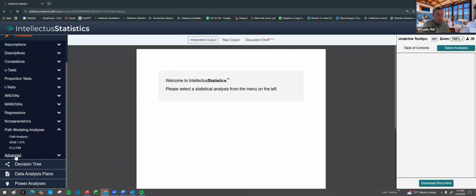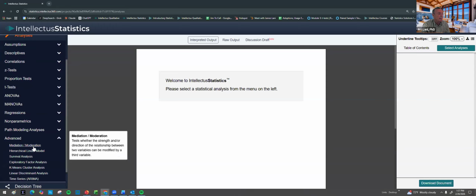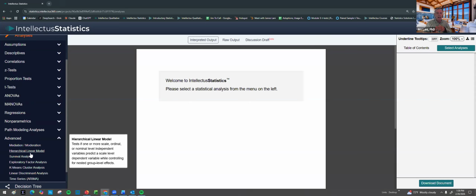There's structural equation modeling to be had, and other advanced analyses, which presume that you have some other knowledge about regression before you get into mediation, hence the advanced category name there.